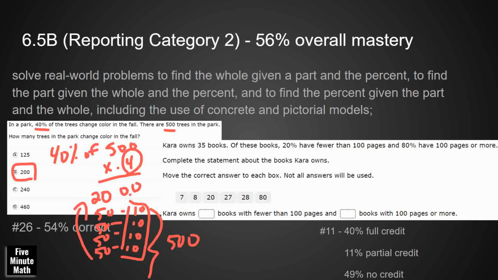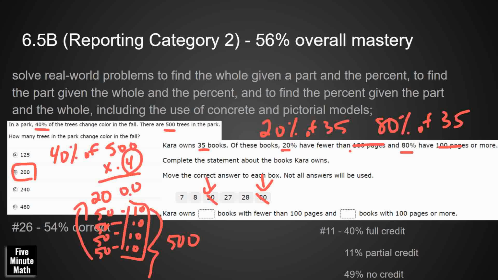Now, this one was a little bit more difficult, right? Number 11, we had 20% had fewer, and then 80%, but here's the problem. You had 20 and 80. The 100 really threw kids off because there are 35 books. So what I need is 20% of 35, and then I need 80% of 35. But since the 100 pages was there, it's really easy to get 20% of 100. Oh, that's easy. That's 20. 80% of 100. Oh, that's easy. That's 80. And they used those two answers.